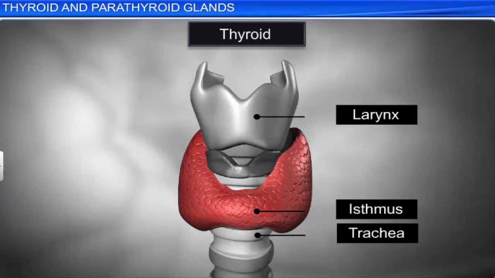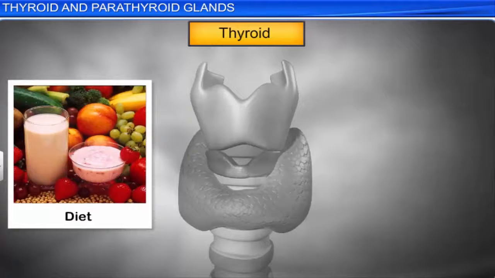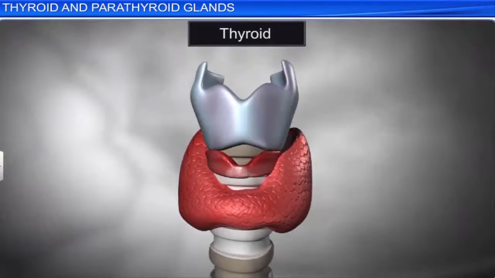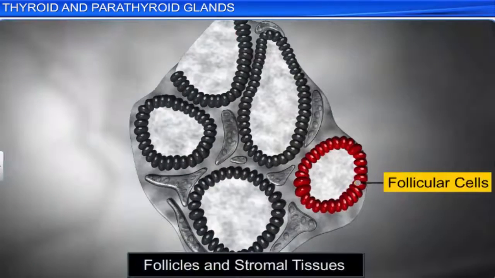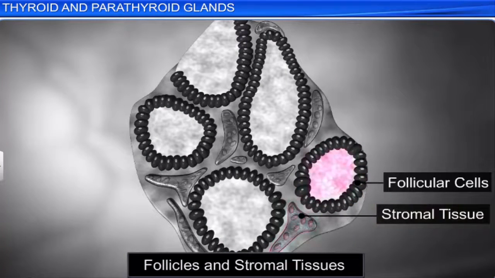The thyroid gland is the largest endocrine gland, and it weighs 25 grams. The size of the thyroid gland varies with differences in diet, age, and sexual development. The thyroid gland is made up of follicles and stromal tissues. Further, each thyroid follicle is composed of cuboidal follicular cells that enclose a cavity.